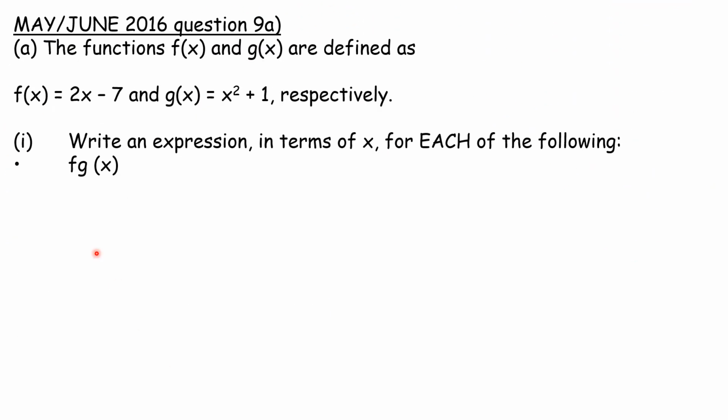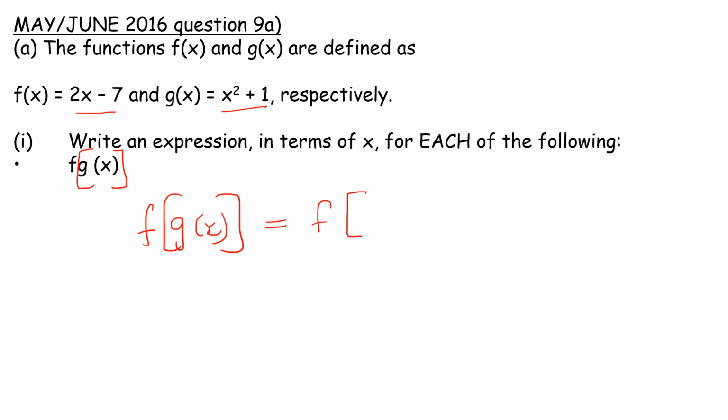Finally, we are asked to write an expression in terms of x for each of the following. So this one here is f of g of x. So we work from the inside first. We recognize that f of x is 2x minus 7. G of x is x squared plus 1. So g of x, and then f. That is going to give us f of x squared plus 1.